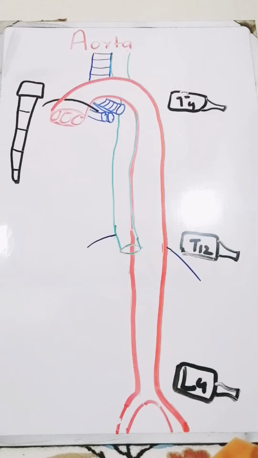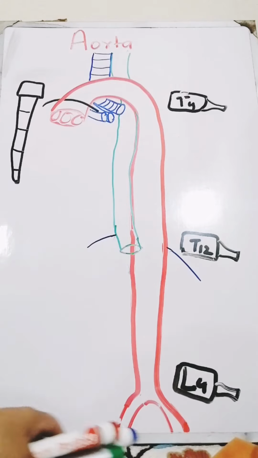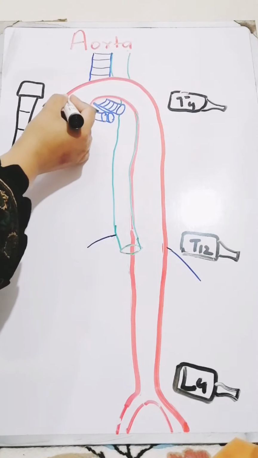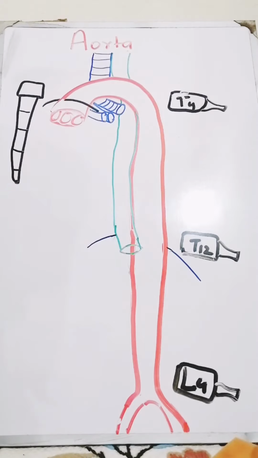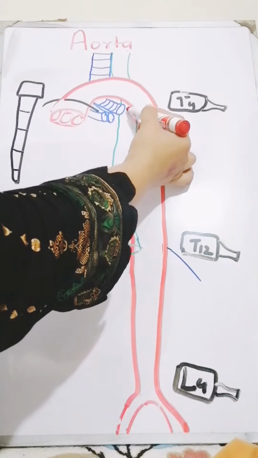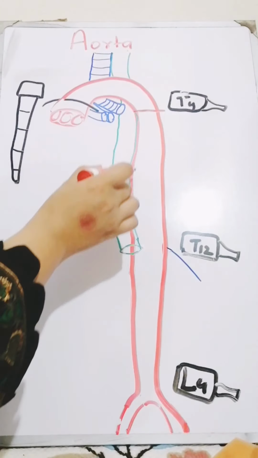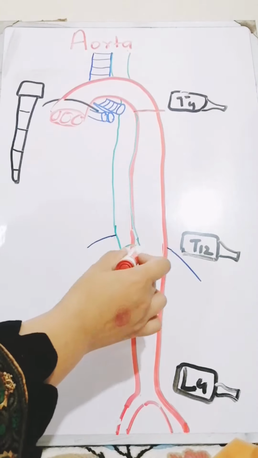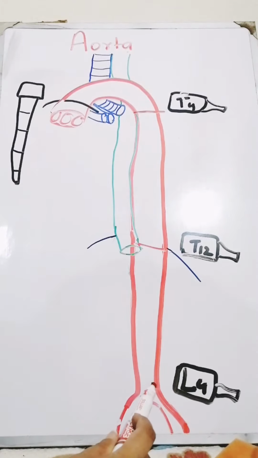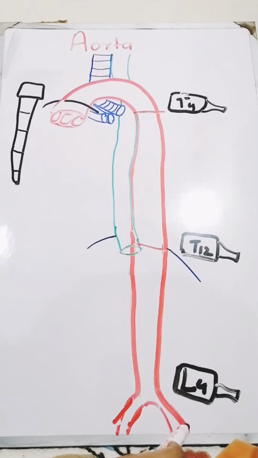Okay, let's start. What are the different parts of the aorta? The aorta is divided mainly into four parts. The first part is the ascending aorta. You can see here the ascending aorta, and there is the arch of the aorta which ends here, and then there is the thoracic aorta which ends at T12, and then at the end it descends into the abdomen, ends at the L4 level and divides into the right and left common iliac arteries.